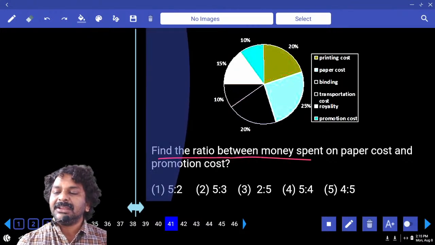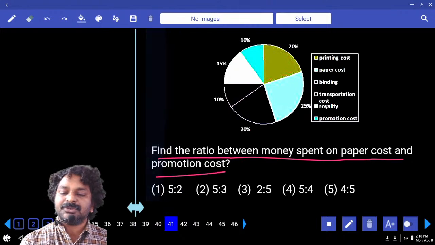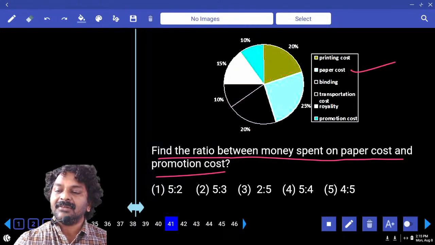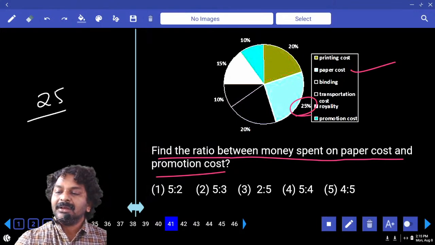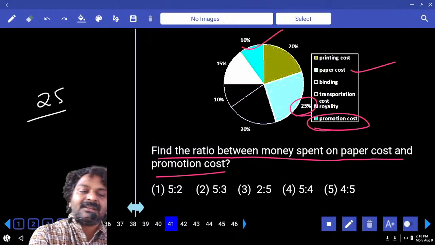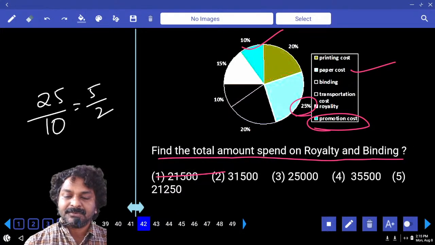Find the ratio between money spent on paper cost and promotion cost. Paper cost, second one, which is 25. And then promotion cost, last one, which is 10. Ratio 5 by 2, 5 is to 2, first option.